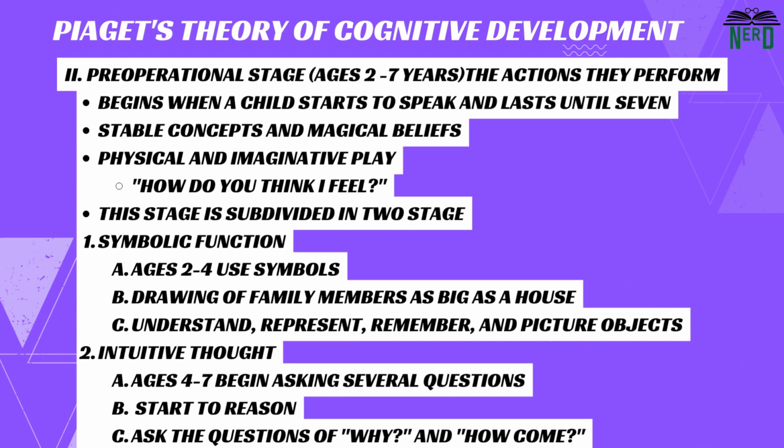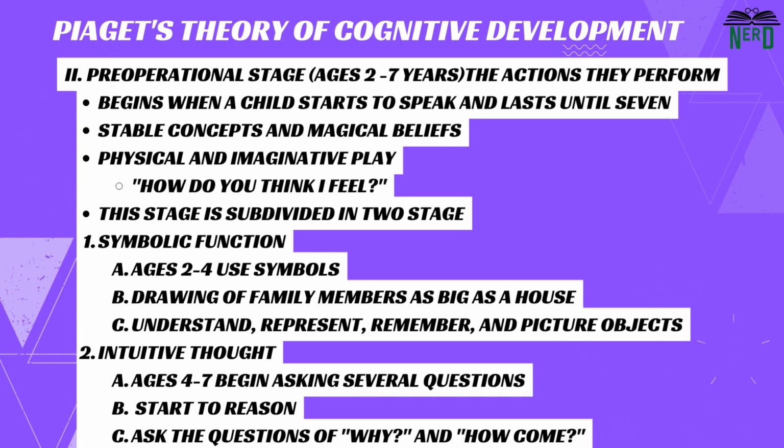The second one is the preoperational stage, from age 2 through age 7. According to Piaget, this stage starts towards the end of the second year. The process begins when a child starts to speak, typically around age 2, and lasts until age 7.